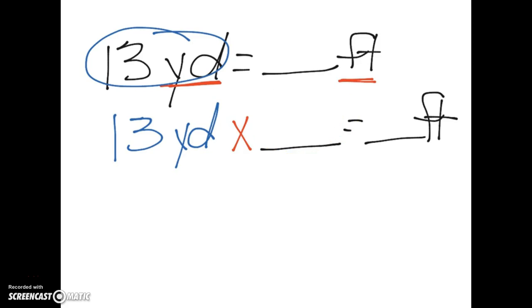In order to find that, you're going to need to look in your book. There's a conversion chart in there, and it will tell you that there are 3 feet in every yard. If you don't have your book with you, you can also Google for conversion charts. They're on there. There are lots available.